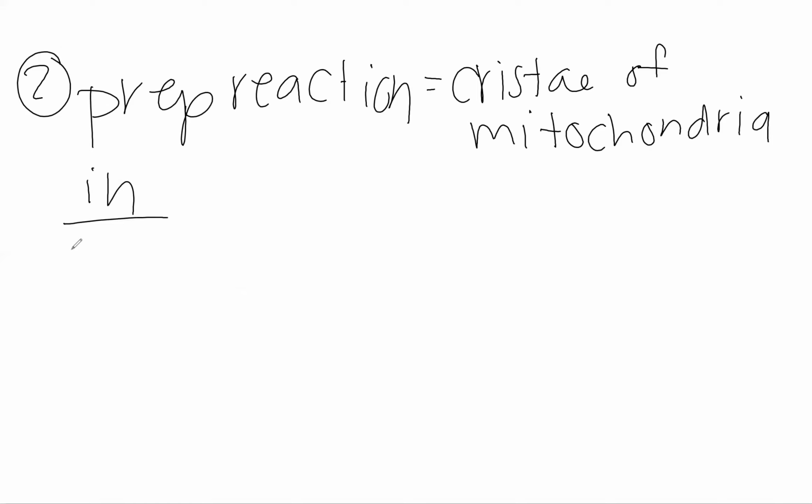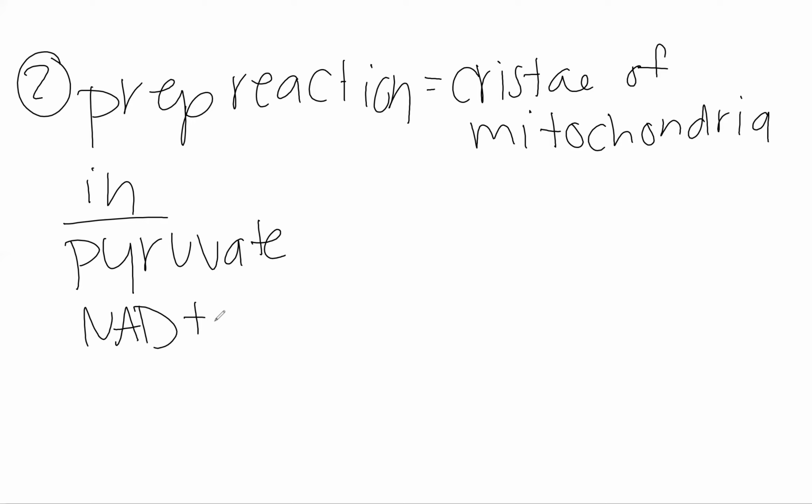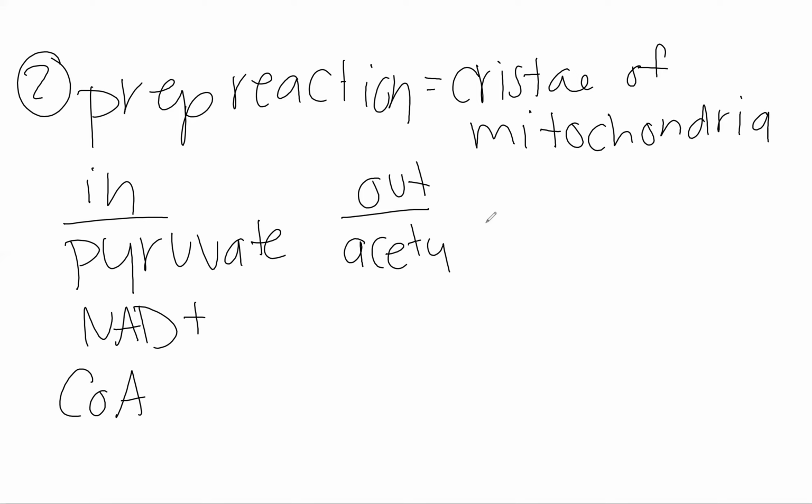So what goes in? We have that pyruvate that we got from glycolysis. We're also going to have some electron carrier, NAD+, and then we are also going to get coenzyme A, which is going to be needed to fix our pyruvate, okay? So what is going to come out of the prep reaction? We have acetyl-CoA. That's going to go to the next step.